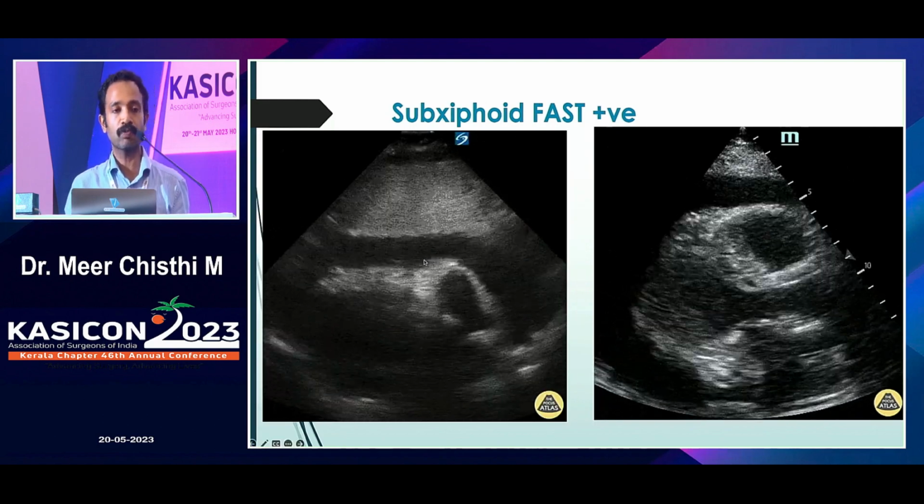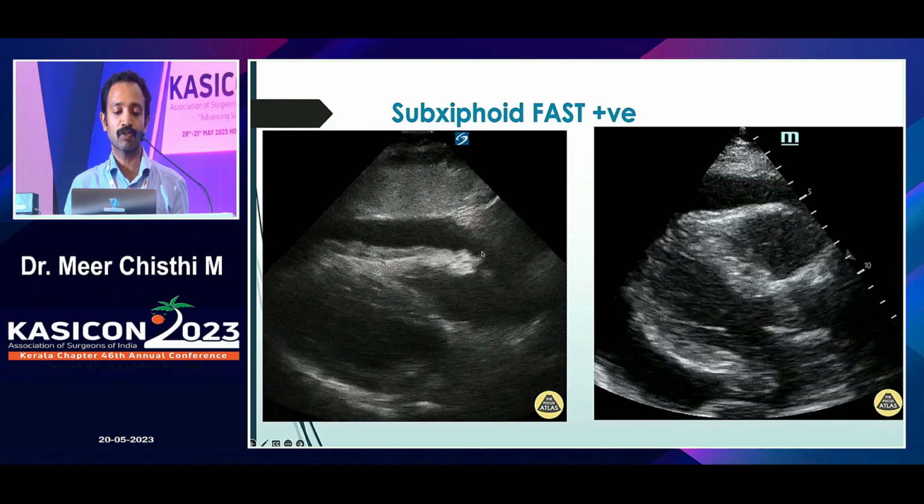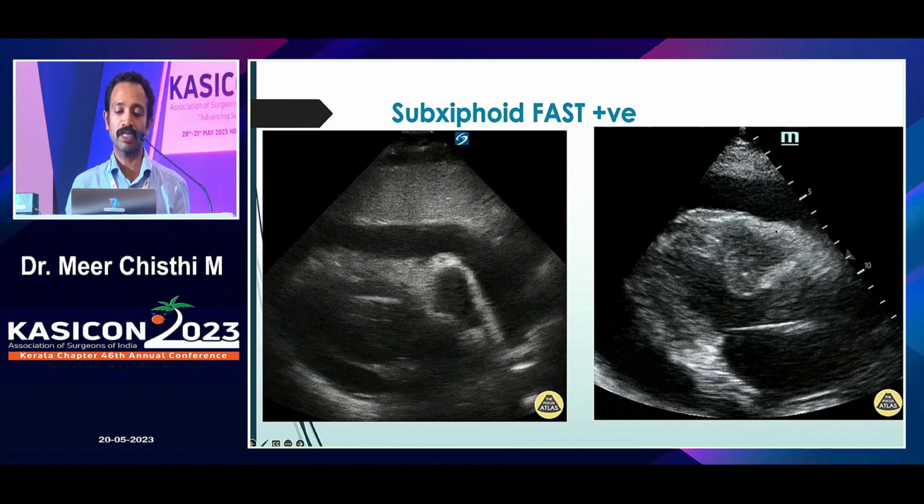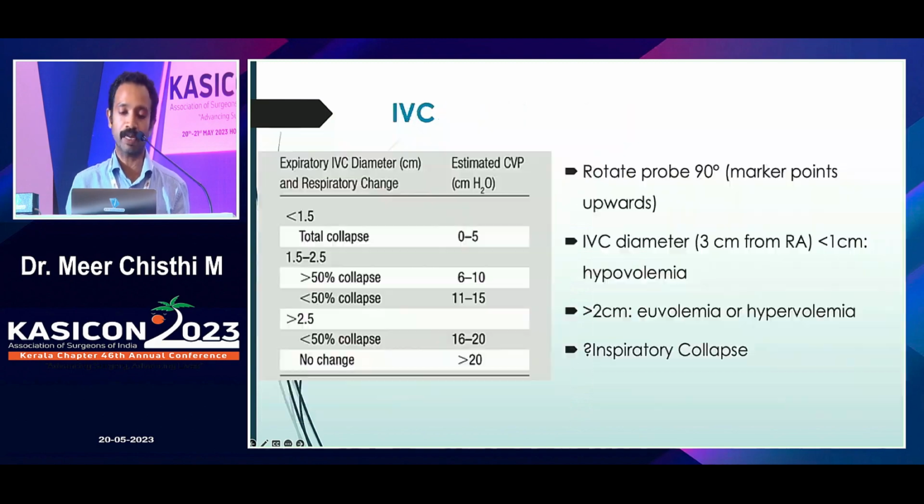This is definitely fluid positive. You can see the blackish fluid surrounding the heart. Again, on this side also, you can see there is a moderate amount of pericardial fluid with tamponade.